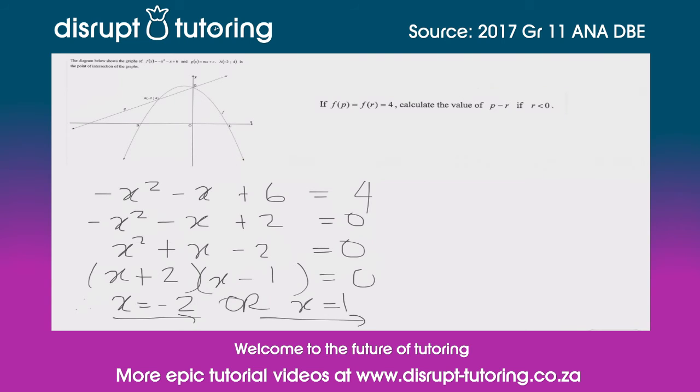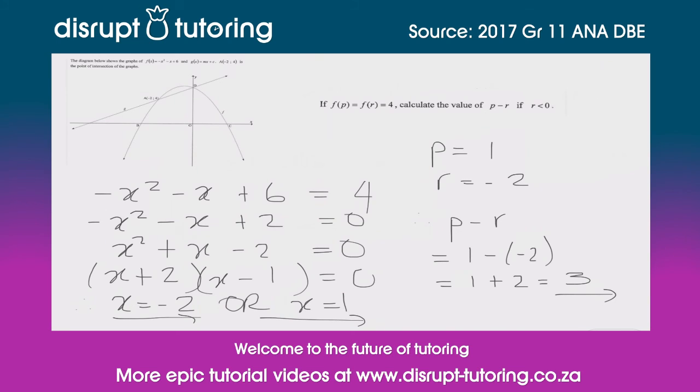Okay, but we need to find these in terms of p and r. So p is going to be which of these? So we know p in this case is going to be our 1 because they very specifically said to us that r is less than 0, and r would therefore be minus 2. So therefore, to solve for this, we're going to say p minus r, okay, is equal to 1 minus minus 2. And if we look at that, it's 1 plus 2, which equals 3. And that gives us the answer that they were looking for.